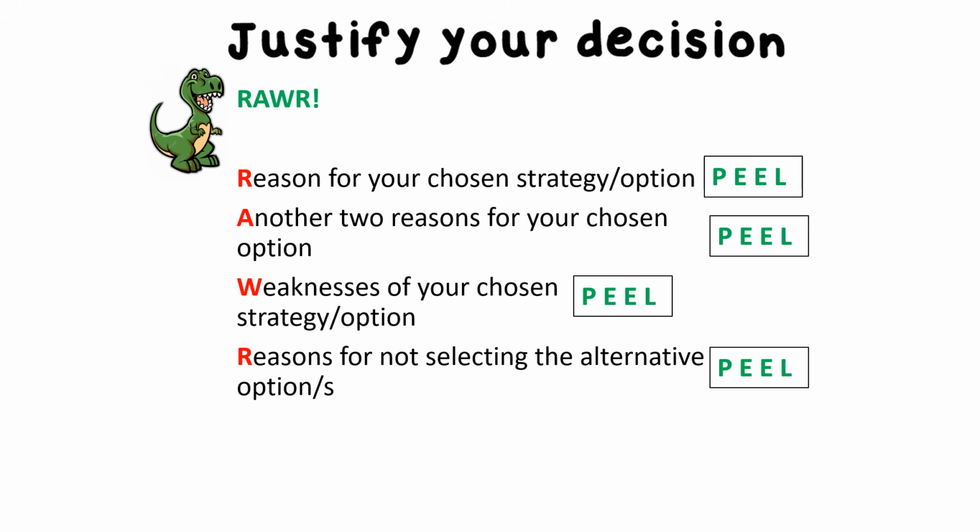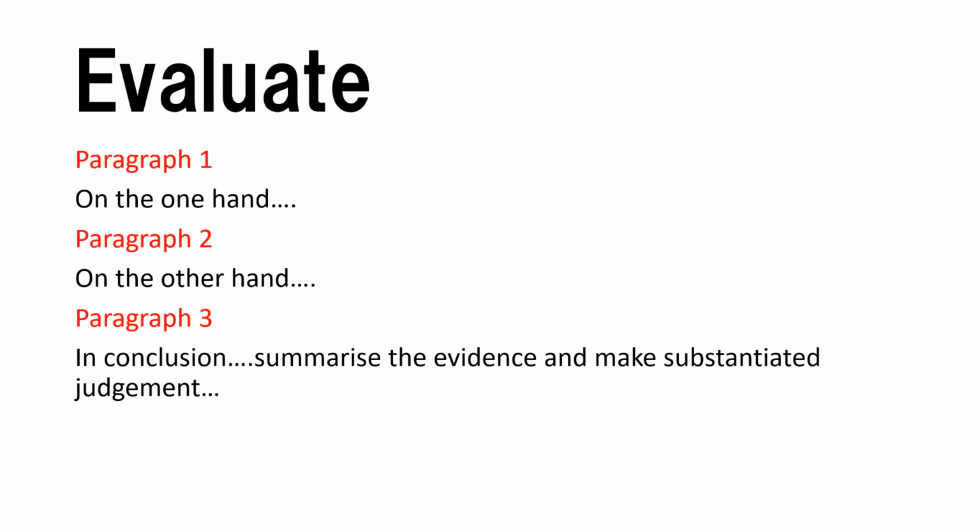So using RAWR. If you're asked to evaluate something, then you can use paragraph 1, and then you could start that with on the one hand, and then paragraph 2 on the other hand to give the 2 sides of what it is you're looking at. And then in paragraph 3, in conclusion, summarize the evidence you've given and make a substantiated judgment.